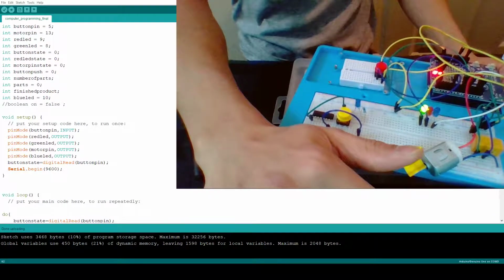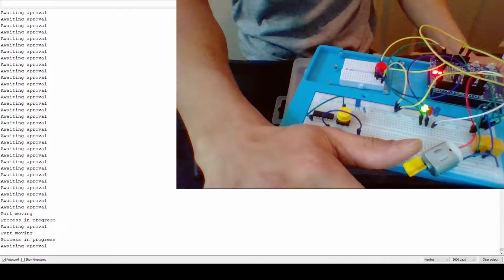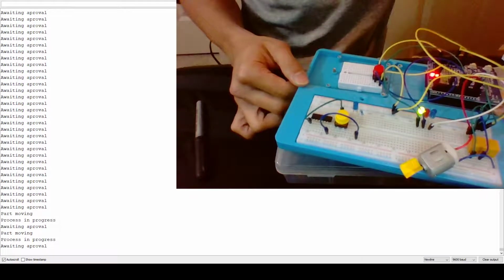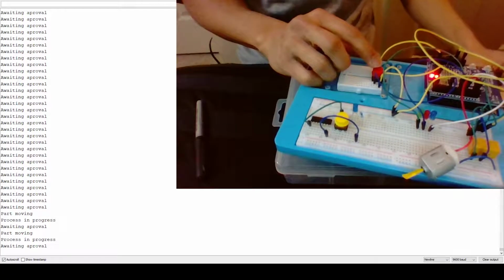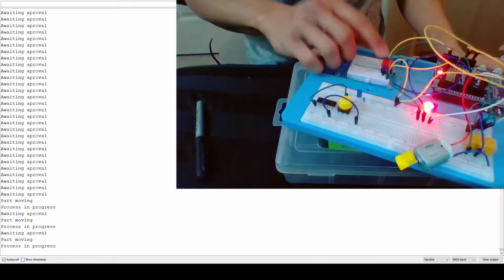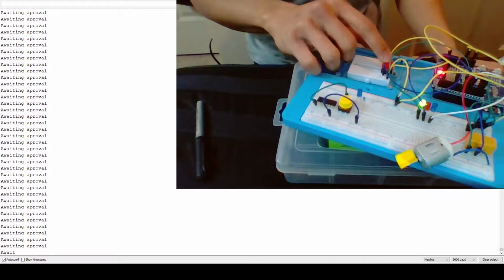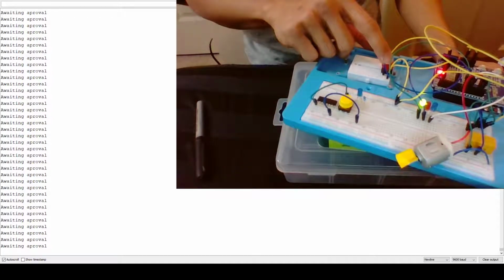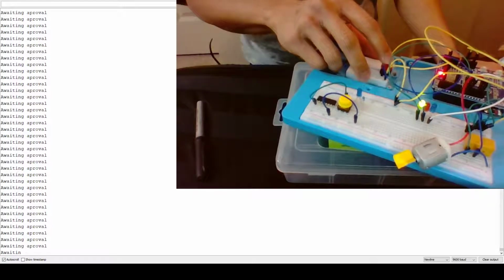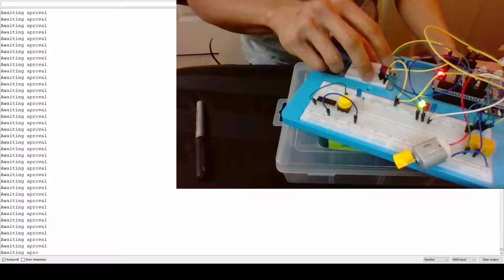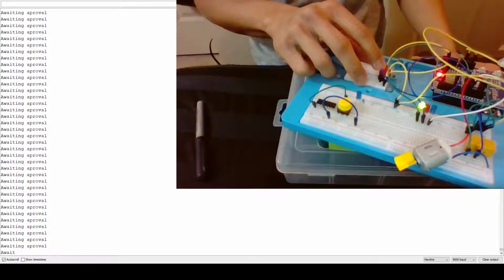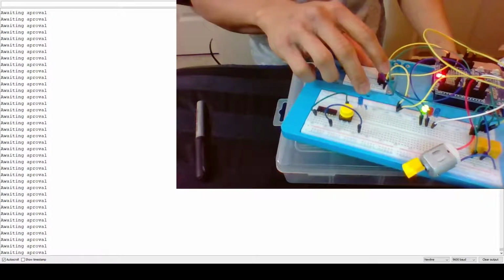So if I go here to my serial window and restart the program, you'll see that the motor is spinning and it serial prints part moving, and then it's serial printed process happening, and then now it's awaiting approval.